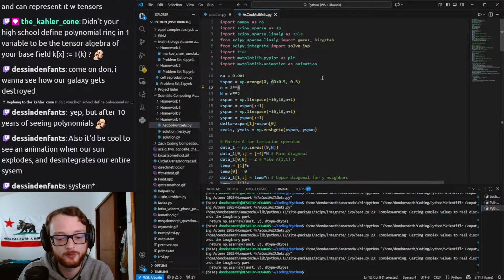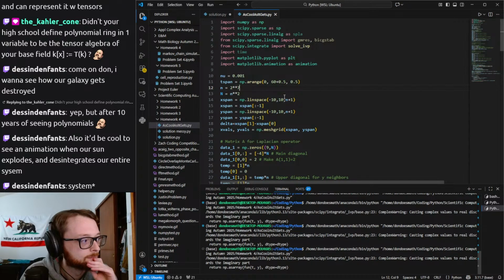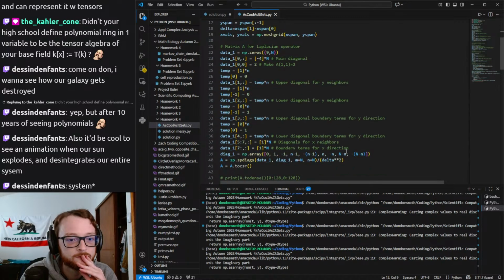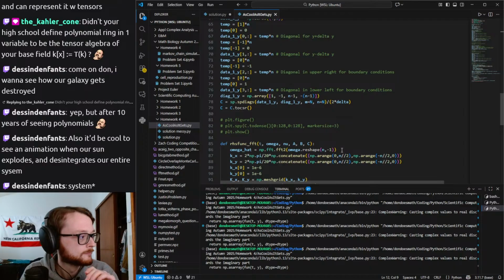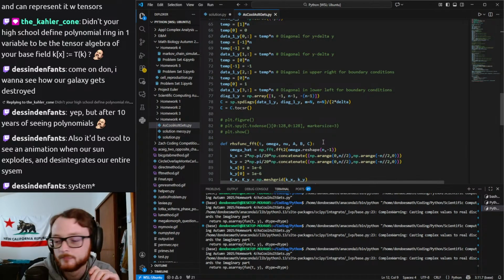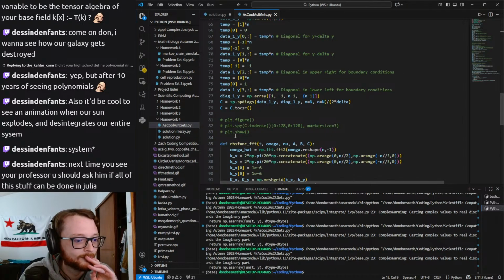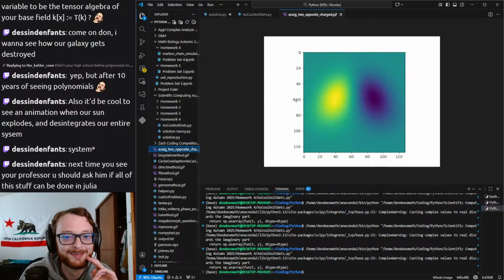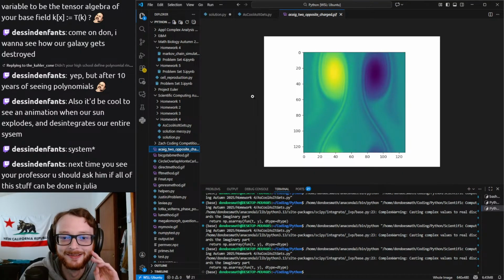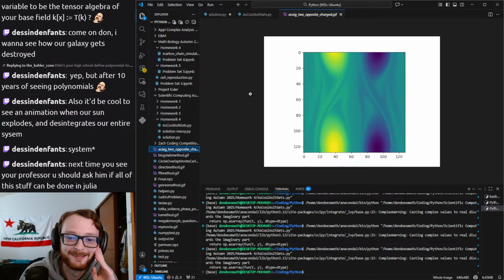Let's go up to 2 to the 7. If all this can be done in Julia, I don't even know the first thing about Julia. Well, it has something to do with it. It's one of those languages that are geared towards math, right?